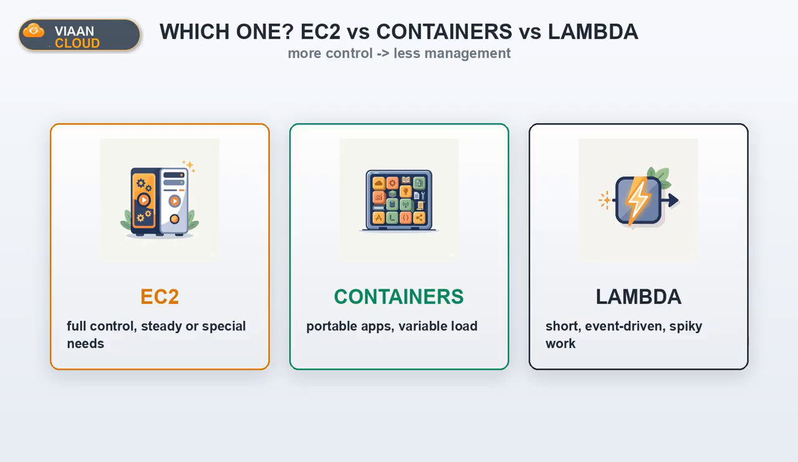So which do you pick? It's really about how much you want to manage. Choose EC2 when you need full control, or have steady, special workloads. Choose containers on ECS or Fargate for portable apps with variable load. And choose Lambda for short, event-driven, spiky work. More control on the left, less to manage on the right.